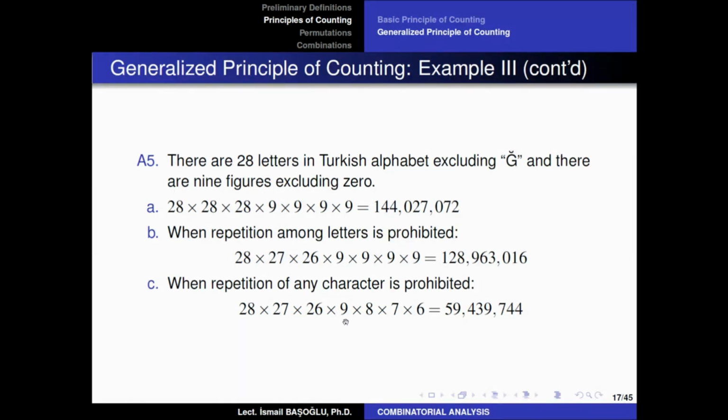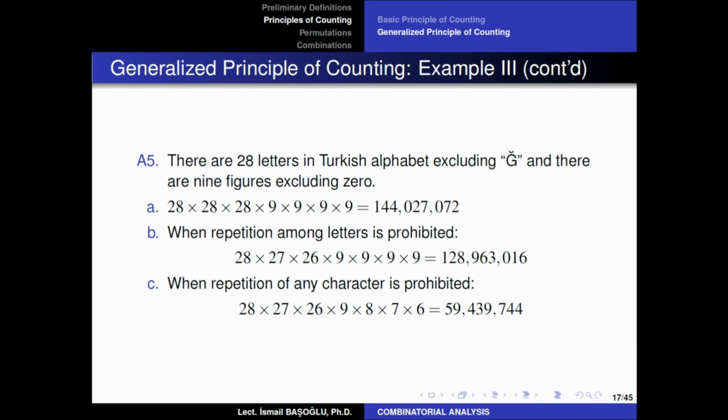However, after the first figure is determined, you will have to choose among the remaining 8 figures for the second position. After you have selected this figure, for the next position, you will have 7 remaining candidates. And after this one is selected, in the last position, you will only have 6 possible choices remaining. Therefore, when you multiply these values, you are going to get something which is approximately close to 59.5 million. You see, more than half of the license plates that you would be able to create are removed from the list by this restriction.